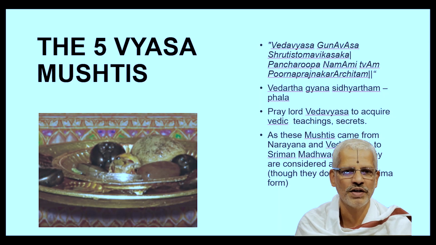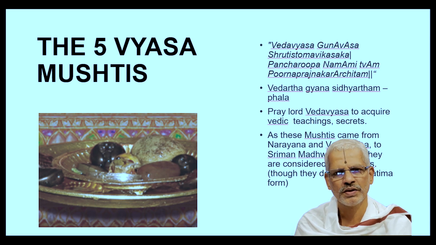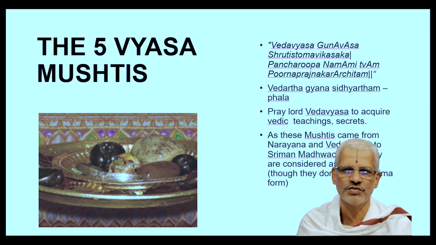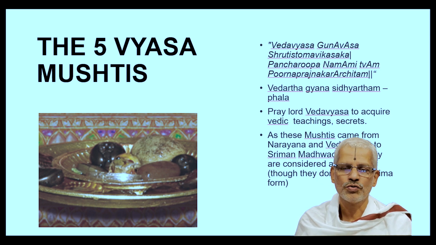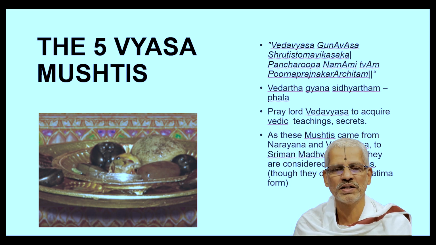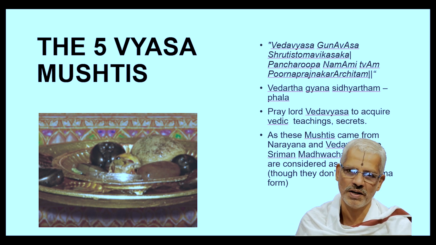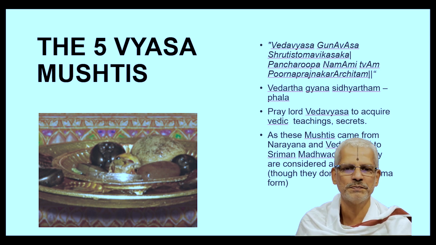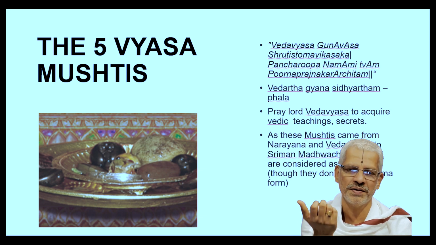The next one is a very interesting thing that we have in our UttaradiMatha. The 5 Vyasamurtis. Mushti in Sanskrit, in English, is the fist. So this fist became a Moorthi. Let's understand how. Sriman Madhvacharya, when he went to Narayana Ashrama, Lord Vishnu Narayana was so happy to see Madhvacharya, and he gave him a fist of sand, as a mark of divinity.